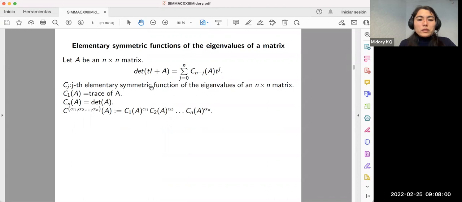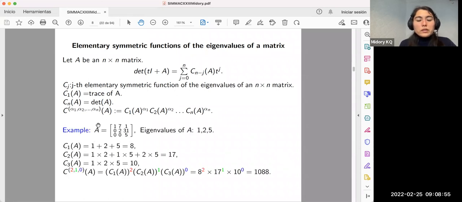If we have a matrix A, we can calculate this polynomial in terms of t times the identity matrix plus A. We get a polynomial here. The coefficients are called the j-th elementary symmetric functions of the eigenvalues of an n times n matrix. For example, the first elementary symmetric function will be the trace of A, and the last one, the nth elementary symmetric function, will be the determinant of the matrix. And I will denote this product with a multi-index that assigns to each elementary symmetric function an exponent.